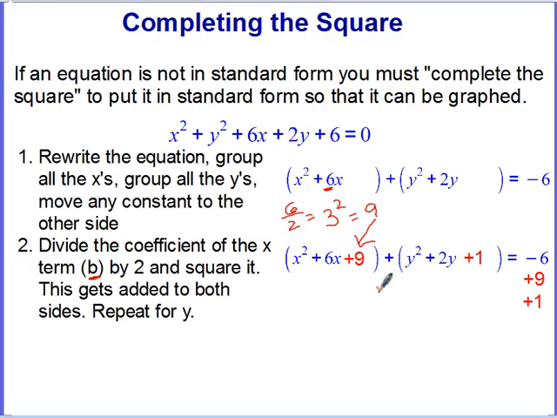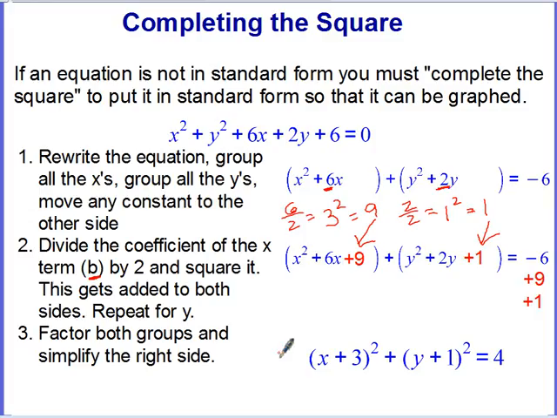And then going back to what you learned in 7th grade with solving equations, if I do it to one side, I have to do it to the other. So I added 9 on this side, I have to add 9 on the right side as well. Then I'm going to do the same thing with the y's. So I'm going to take 2 divided by 2, that gives me 1, and 1 squared is equal to 1, so I'm going to add 1 in this space, and also add 1 to the other side.